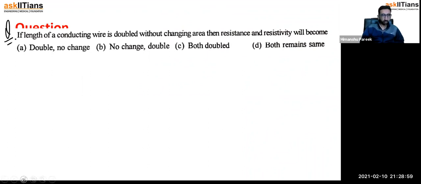The question is: if the length of a conducting wire is doubled without changing the area, the area is not changed, length is doubled. So originally the length is L, and finally the length is made 2L. Original area was A, final area is A. Then its resistance and resistivity will become what? Let us first of all talk about resistivity. Let's say in the beginning the resistivity was rho. Can you tell me what will be the new resistivity? Think about it. Before I answer, you must think about it. You can pause the video here.